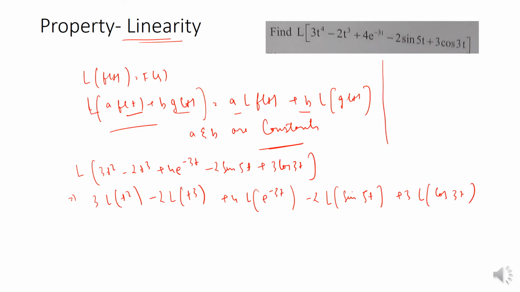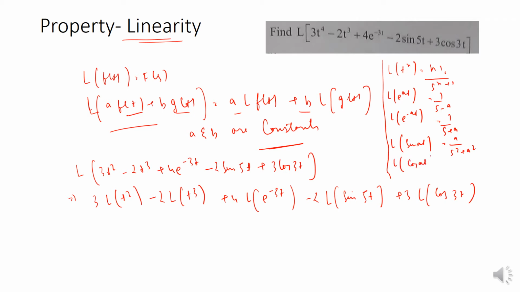Now to remind the formulas: Laplace transform of t power n is n factorial by s power n plus 1. Laplace transform of e power at is 1 by s minus a. Laplace transform of e power minus at is 1 by s plus a. Laplace transform of sin at is a by s square plus a square. Laplace transform of cos at is s by s square plus a square.